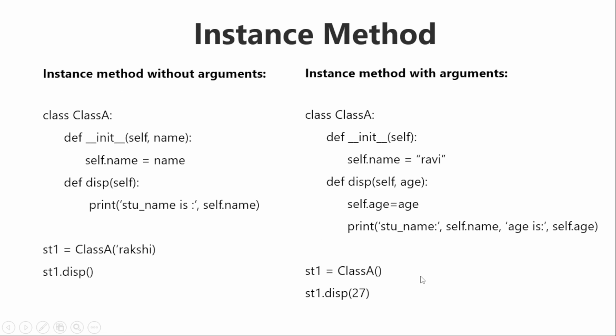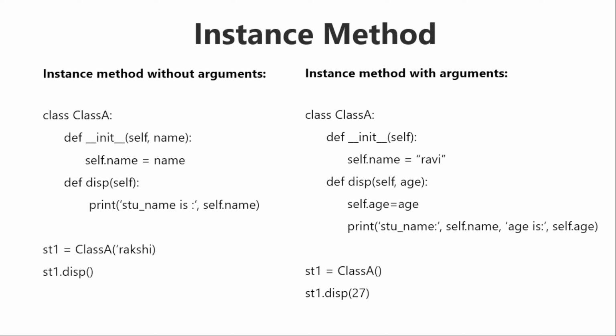Now let us look into actual instance methods. Instance methods have two types: one is the instance method without arguments and the other is the instance method with arguments. If you look at the example, you can see the difference. In the instance method without arguments, the method doesn't have any formal parameter, but in the instance method with arguments, we have a parameter age. Now let us execute the instance method without arguments first and with arguments next.